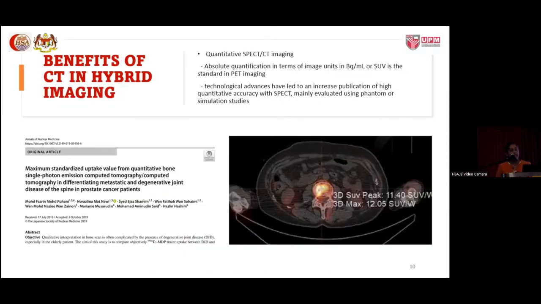Another benefit of CT in hybrid imaging is for quantification, which Dr. Fazrin has explained. At the moment, it's more of an academic kind of function. We do not use it routinely in all clinical practice, but it may be useful if you have a lesion and you want to quantify treatment response. You can actually measure the SUV using SPECT-CT.